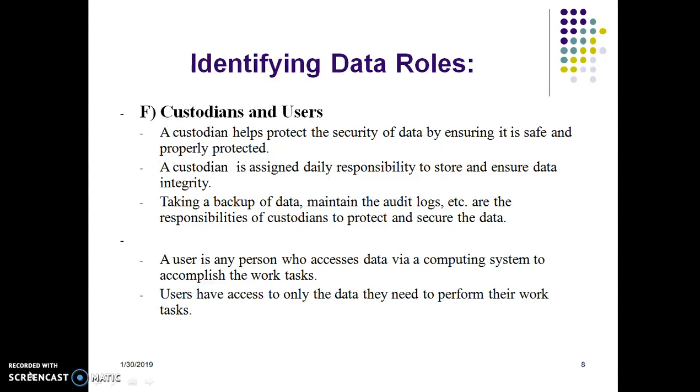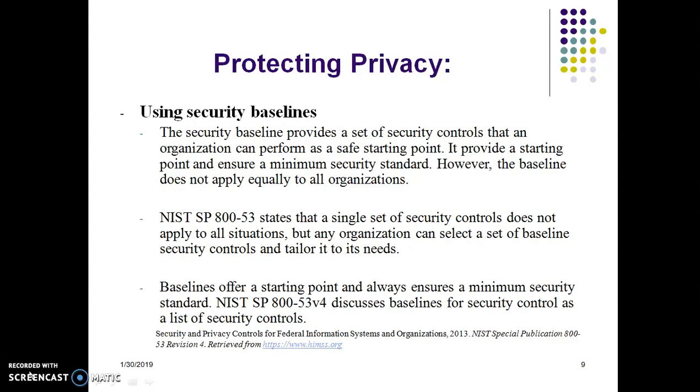A user is any person who accesses data via a computing system to accomplish work tasks. Users have access to only the data they need to perform their work tasks. The second section is protecting privacy. Any information collected about any individual in an organization should be protected for privacy, and this can be done by using security baselines. The security baseline provides a set of security controls that an organization can perform as a safe starting point. It provides a starting point and ensures a minimum security standard.